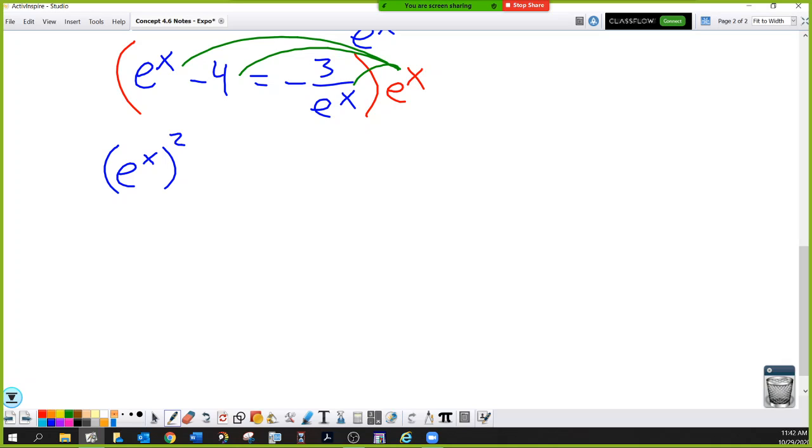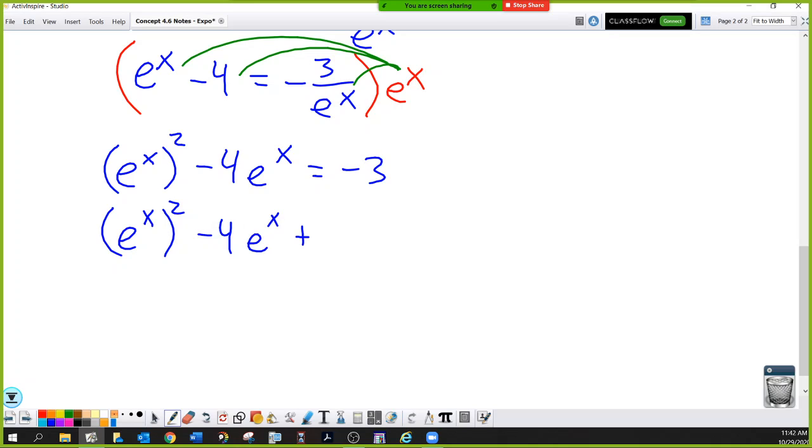That gives us e to the x squared minus 4e to the x equals -3. So it's a quadratic. You have to bring everything to one side. It's a quadratic exponential. I didn't make this question up. Again, you could make the substitution that m equals e to the x if that's easier for you. I'm just going to go ahead and factor it. I'm looking for two numbers that multiply to 3 and add to -4.